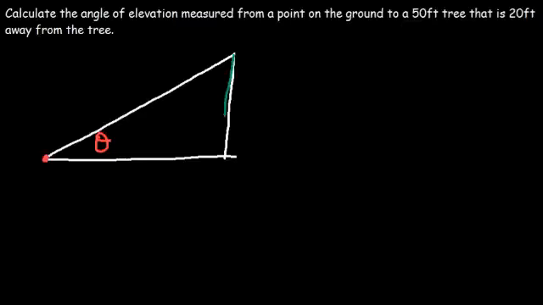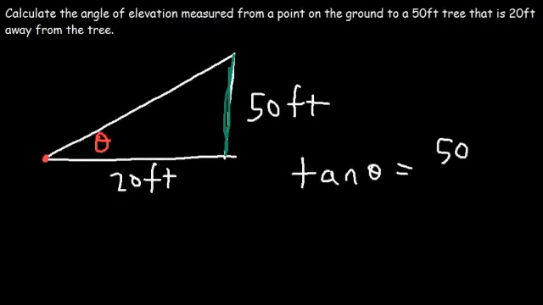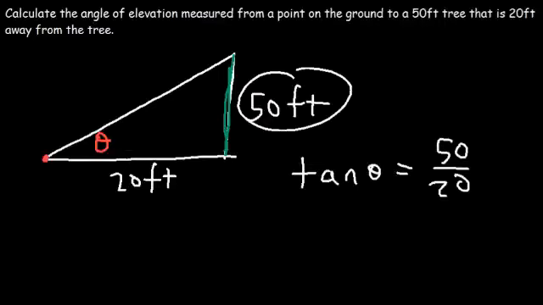So this is going to be the tree, which the height of the tree, we know it to be 50 feet. And it's 20 feet away from the tree. That's the point of interest. So if we're given the height and the distance, how can we calculate the angle of elevation? What would you do to figure this out? So again, we need to use the tangent ratio. Tangent theta is 50 divided by 20, opposite divided by the adjacent side.